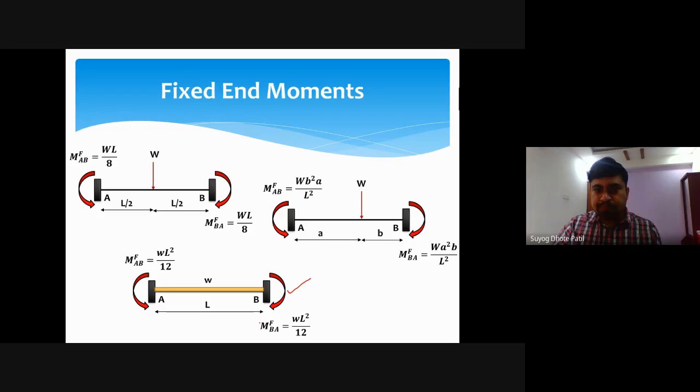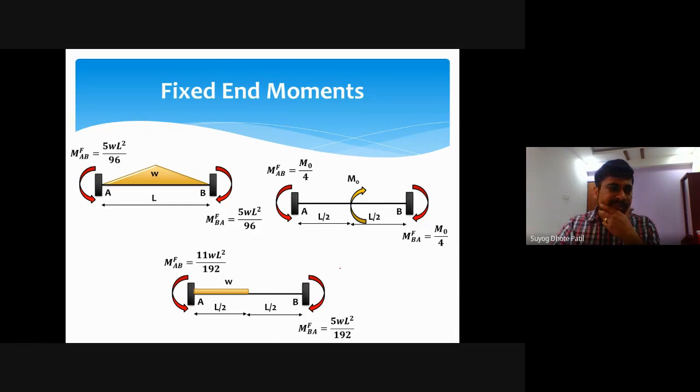If the concentrated load acts at the center, at L by 2, L by 2. But where the concentrated load is at distance A from the left-hand end and distance B from the right-hand end, the fixed moments will be W B square A by L square and W A square B by L square. Next, for a triangular load, the fixed moment is 5WL square by 96.